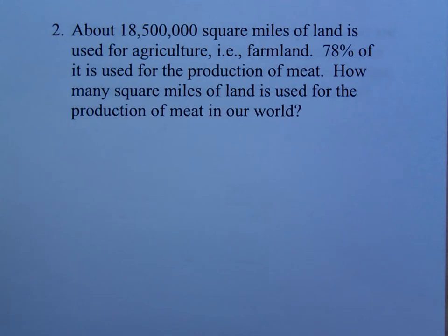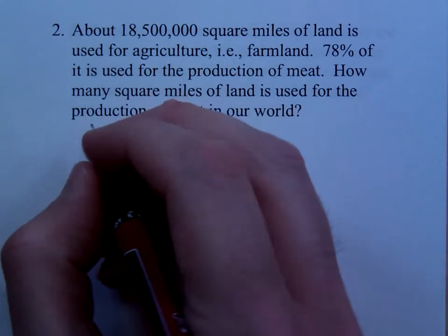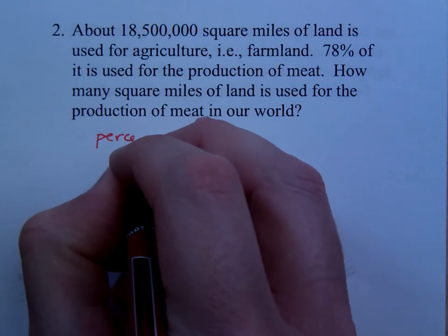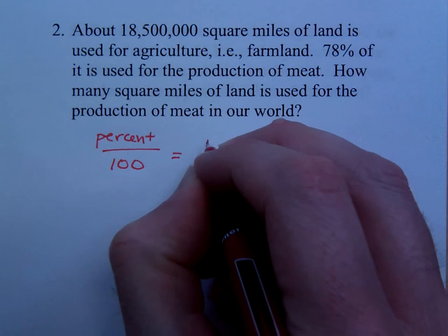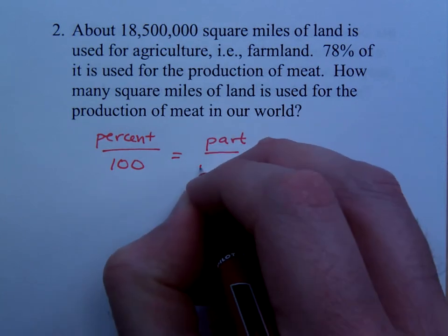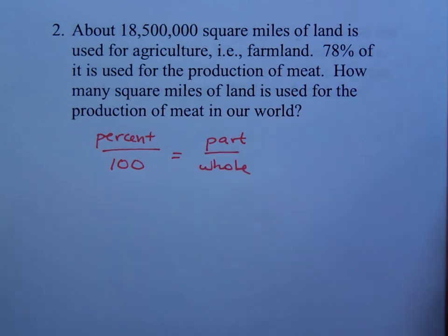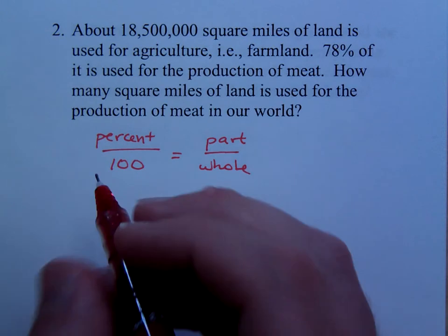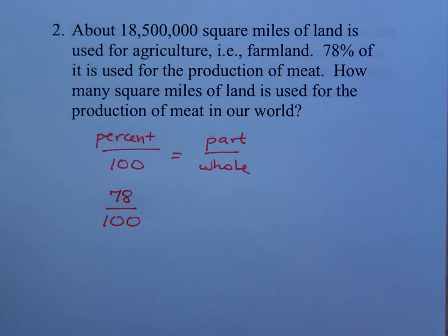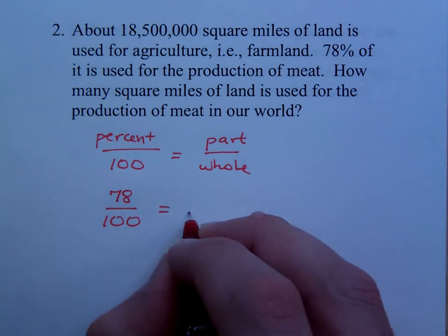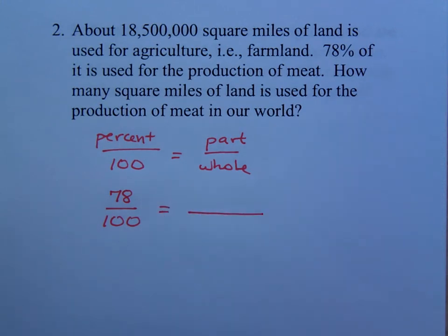So you've got numbers here. And we might want to use the percent proportion because of the way that this is set up. So percent to 100 is equal to part to the whole. Now you see what the percent is, right? 78. So that's 78 per 100, so 78% is equal to, now here's the question. Am I giving you the part or the whole amount?